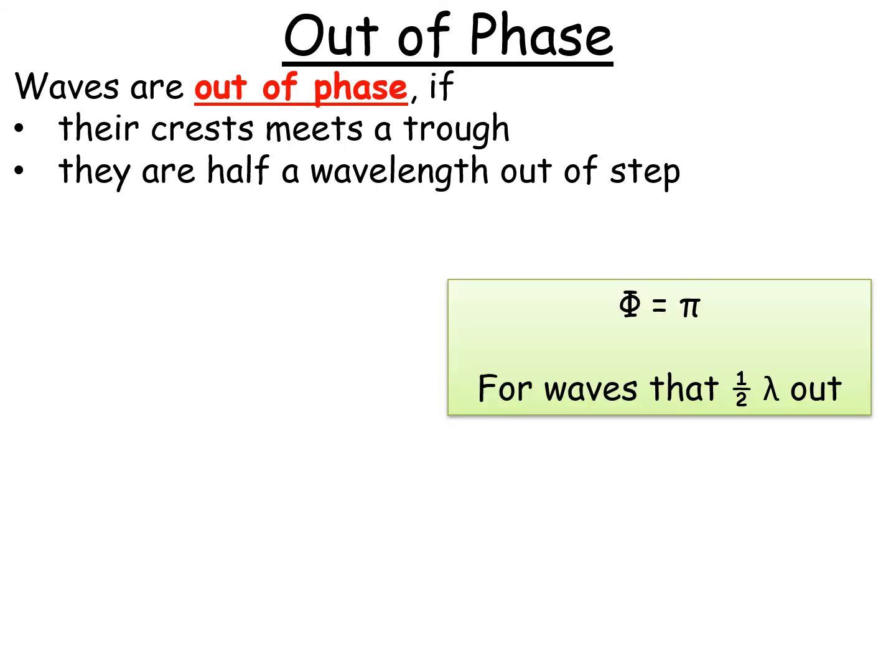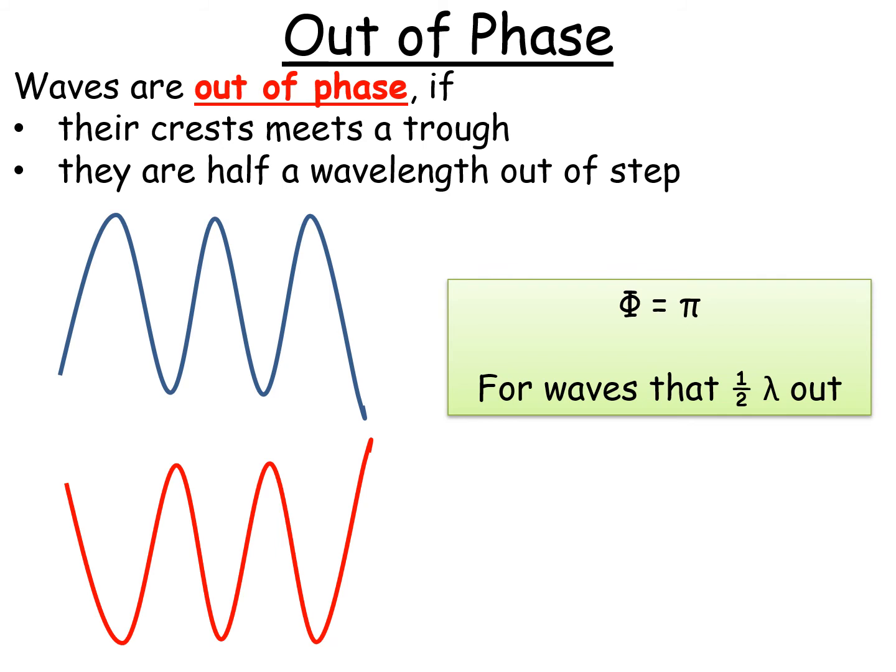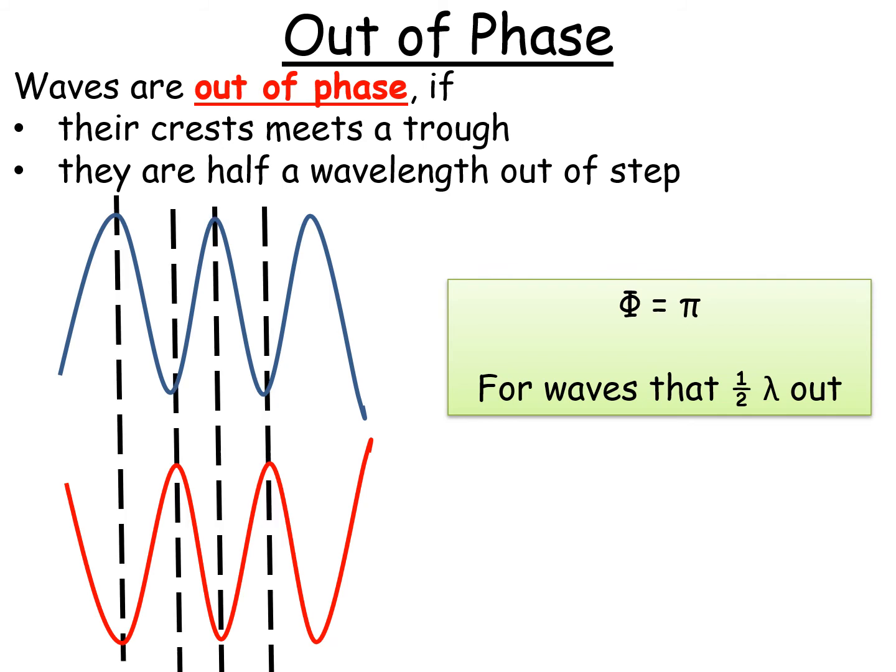So did you get that it was pi? Because again, if you think about your sine and your cosine waves, if you shift them along by pi radians, then they will be exactly half a wavelength out of step. And you can see that in my diagram there. So those are how we tie in this idea of phase difference with what we learned in higher.